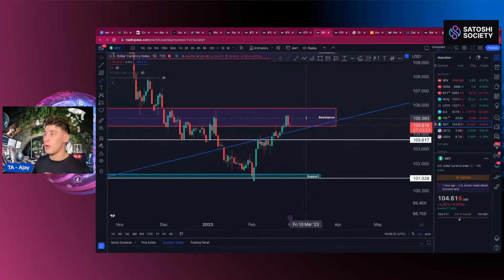So right now, if I wasn't in a trade, I would be sat on the sidelines just waiting for a clear direction of where the DXY is going, because then it will give us a clear direction of where Bitcoin is going. So that's what I'm currently doing right now.